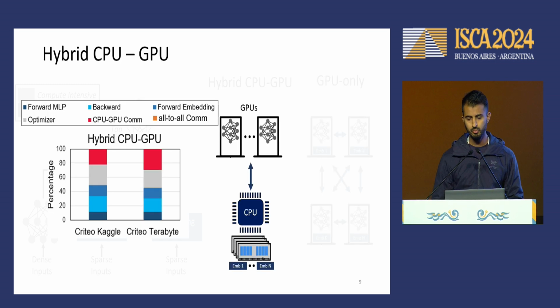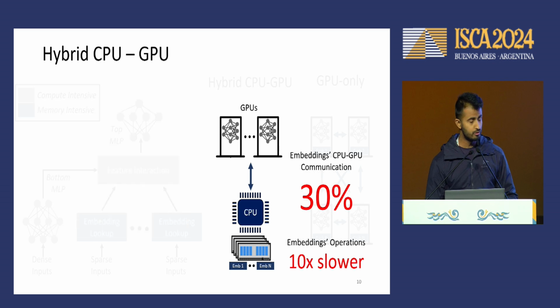Looking at the hybrid CPU-GPU execution mode: for both the forward and the backward pass, the embeddings and embedding gradients need to be fetched from CPU to GPU and vice versa. At the same time, the embedding lookup is being executed on CPU DRAM main memory, which is low bandwidth. This frequent CPU to GPU communication for embeddings and embedding gradients can take up to 30% of overall training time.